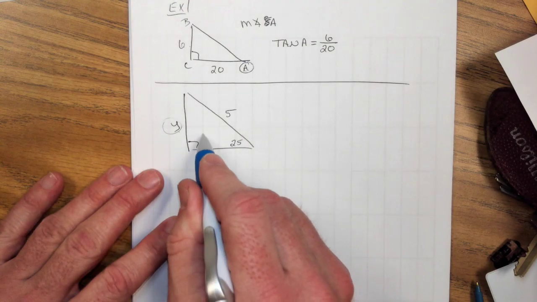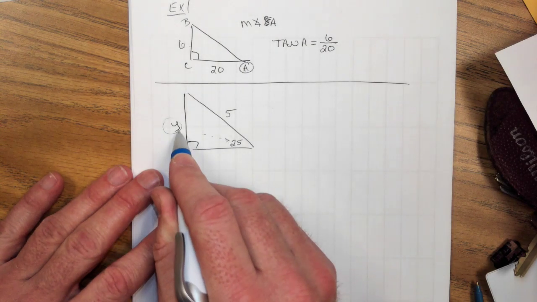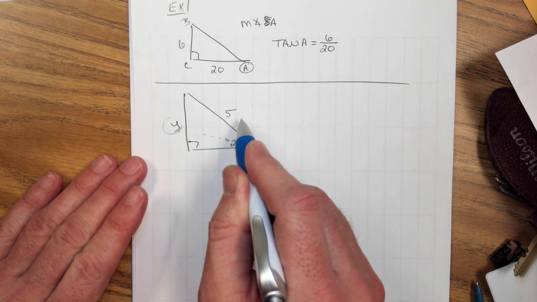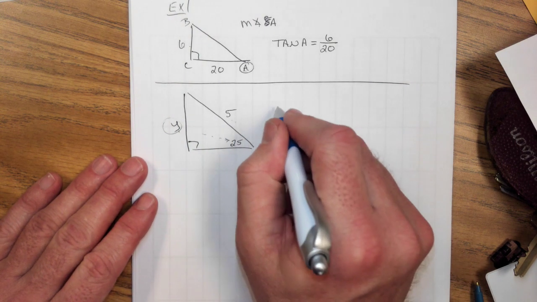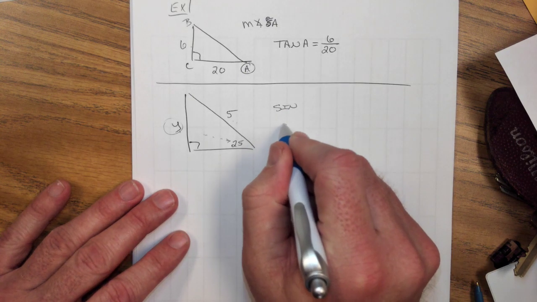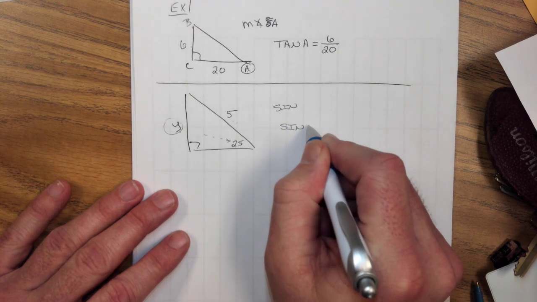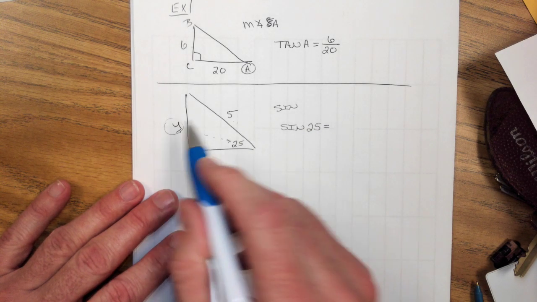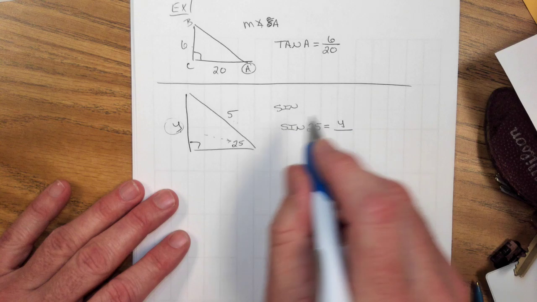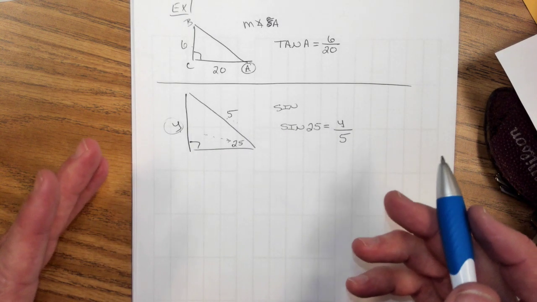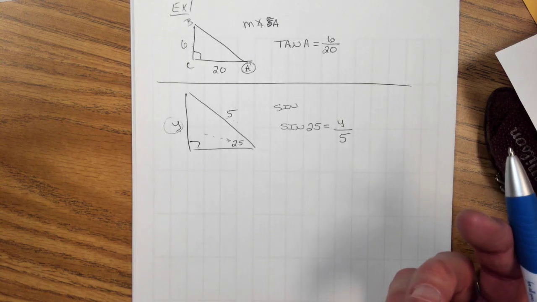How is it in relationship to this angle? It's opposite. What is this? Hypotenuse. What deals with opposite and hypotenuse? The sine function does. So we'll take sine of 25 equals opposite y over 5. I told you already, it's a ratio.